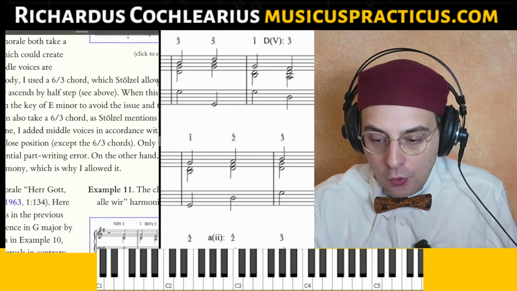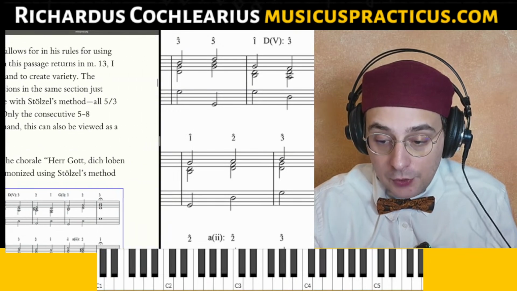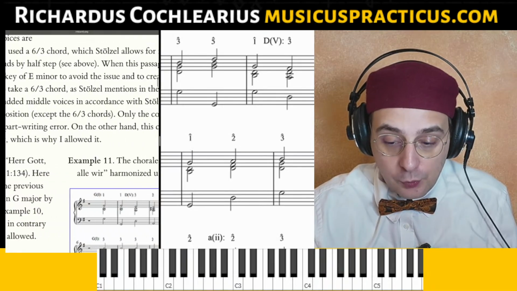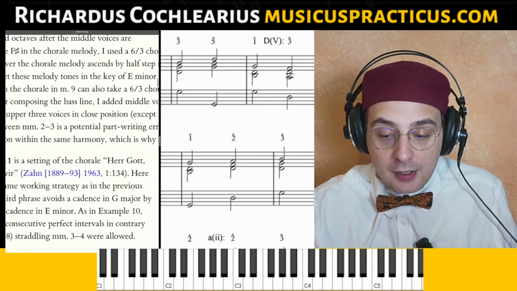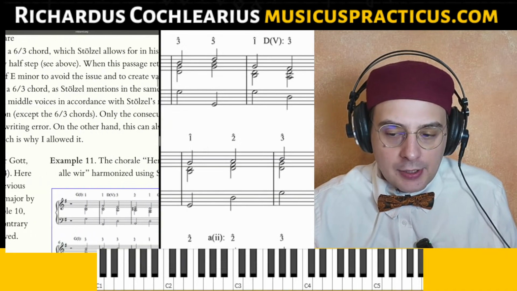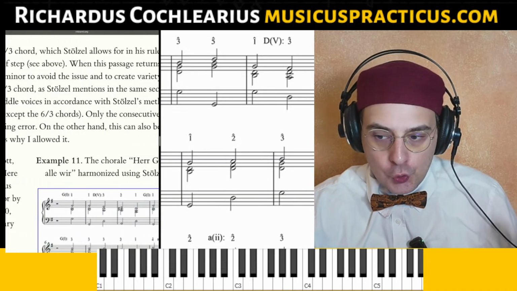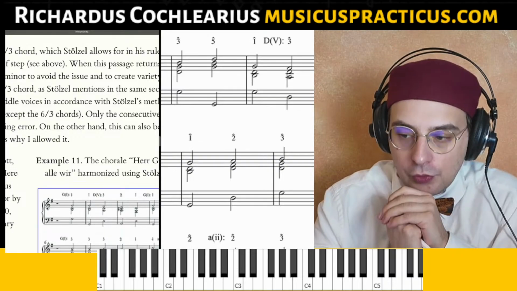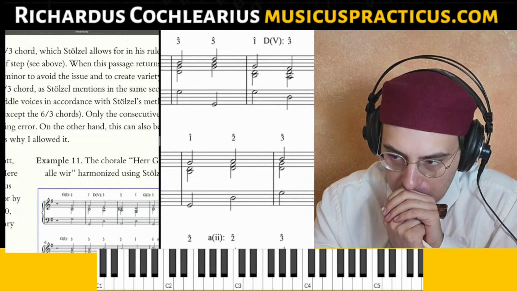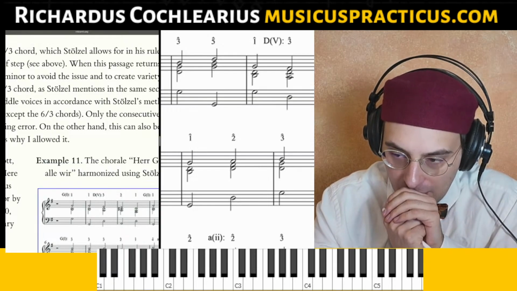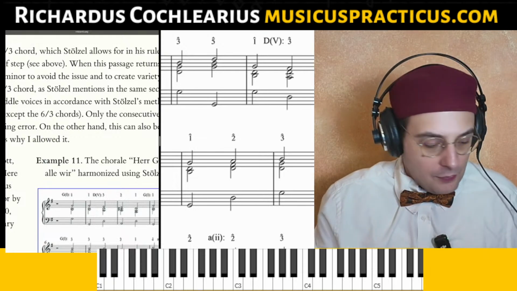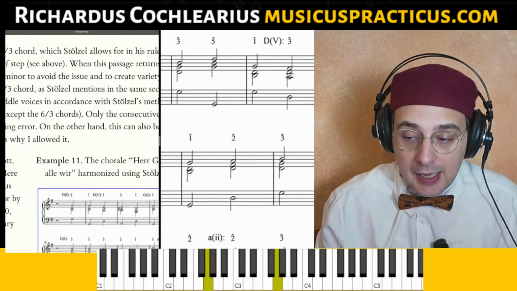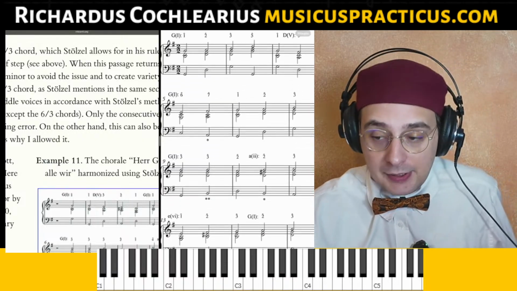On the other hand, this can also be viewed as a change of position within the same harmony, which is why I allowed it. It's saying a potential part writing error, I mean, according to the rules given by Stölzel. Even though, you know, at the end we have a fifth and an octave, two different intervals.